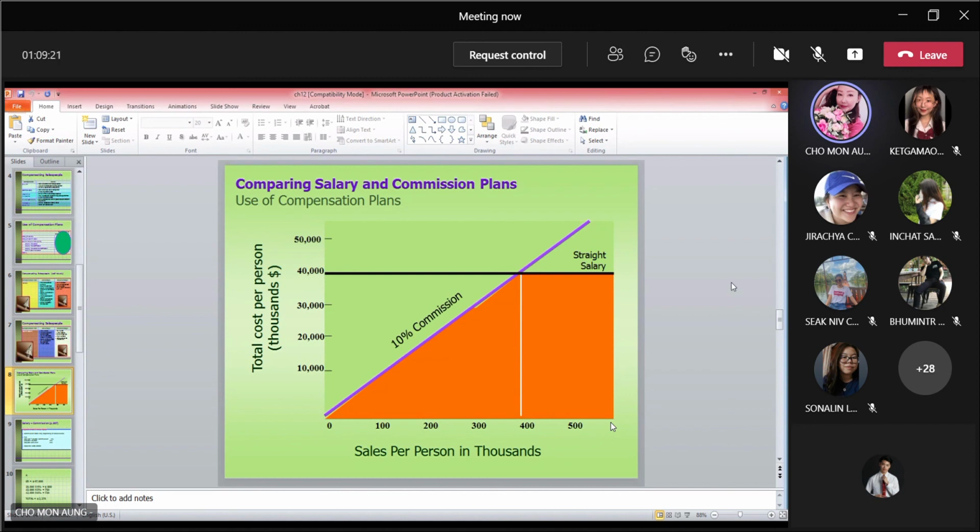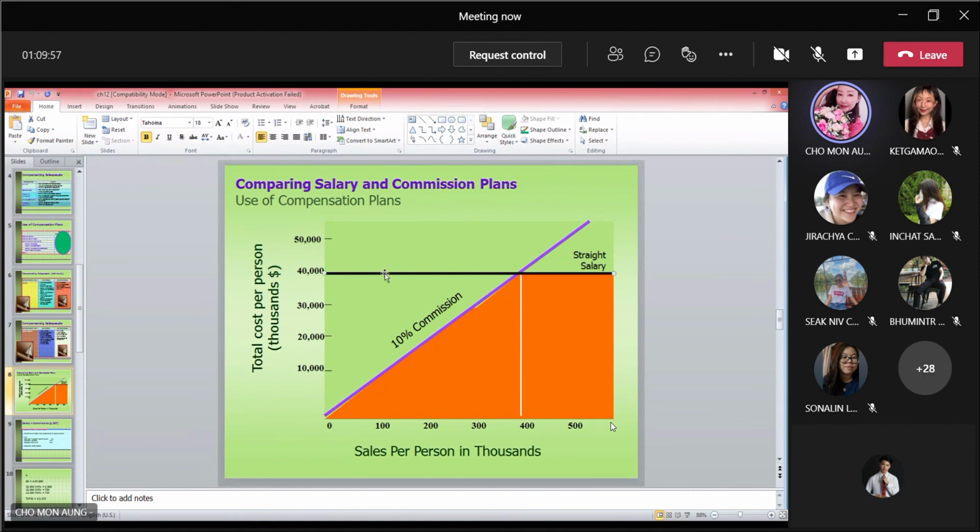Right after the midterm, when you studied break-even sales volume, you saw something like this already, right? That is like here on the horizontal line, paying the salary only to the sales force, and this line, that is the cost of using independent agents paying commission only. Do you remember that?